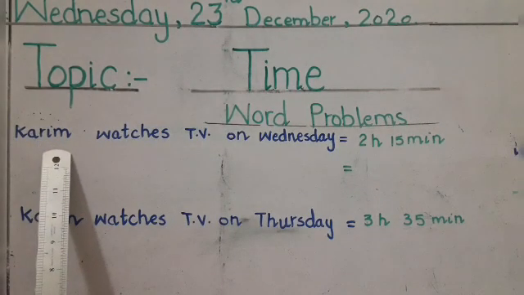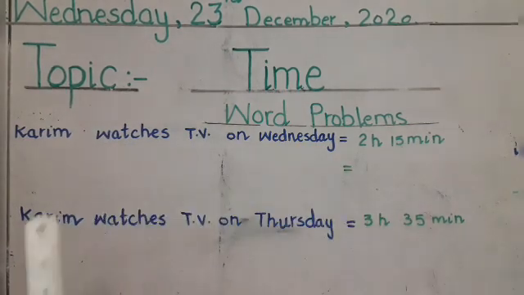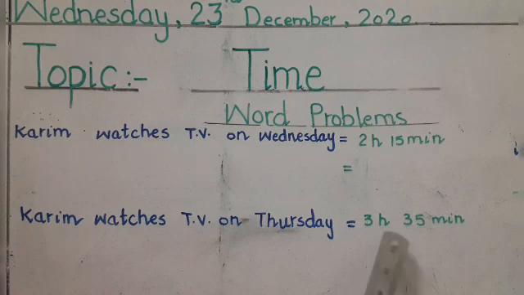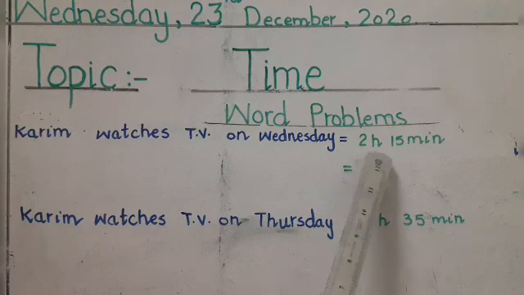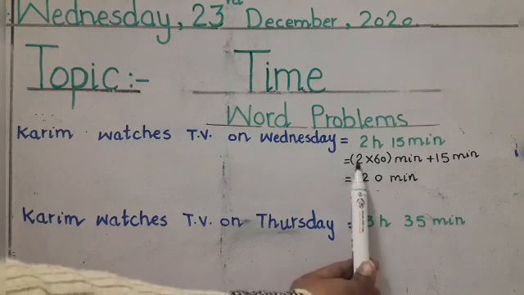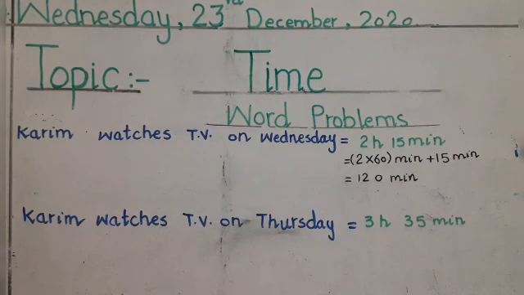Okay students, next word problem number 2. Kareem watches TV on Wednesday 2 hours 15 minutes, and on Thursday 3 hours 35 minutes. First of all we will solve this 2 hours and 15 minutes. We will convert them into minutes, and then we will solve the time that he watches TV on Thursday. So first of all we will multiply 2 by 60. Okay students, when we multiply both of these numbers, 2 zeros are 0 and 2 6s are 12. So we get the answer 120 minutes. So now we will add this 15 minutes.